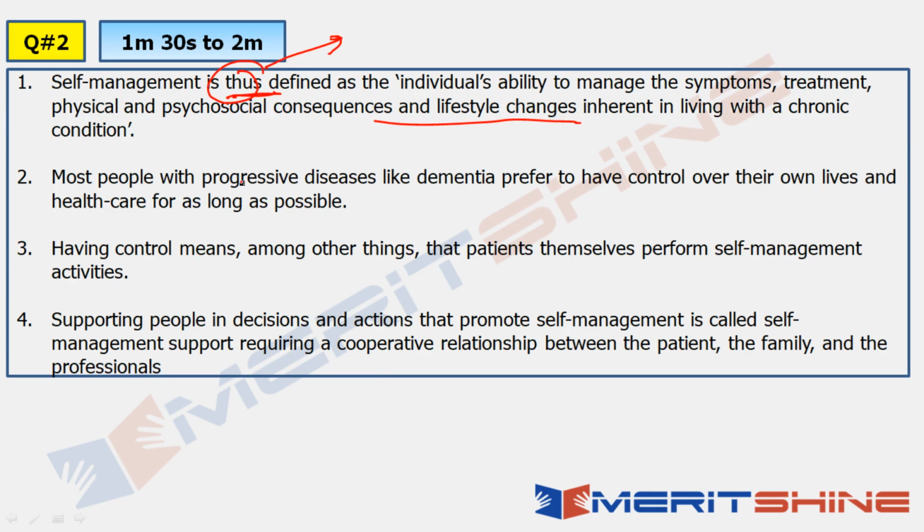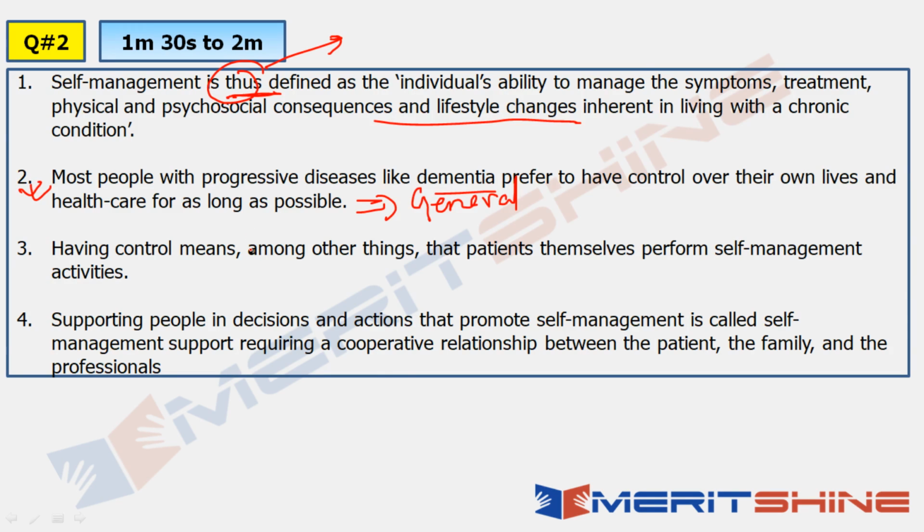Move on. Most people with progressive diseases like dementia prefer to have control over their own lives and healthcare for as long as possible. Now, this seems to be a pretty general statement, right? So, if this is a pretty general statement, this might be one of the starters. So, we will keep the option open. 2 has to be one of the starters. We know 1 cannot be a starter, but 2 can definitely be a starter. So, it's more or less introducing the problem, what they are going to talk about, right?